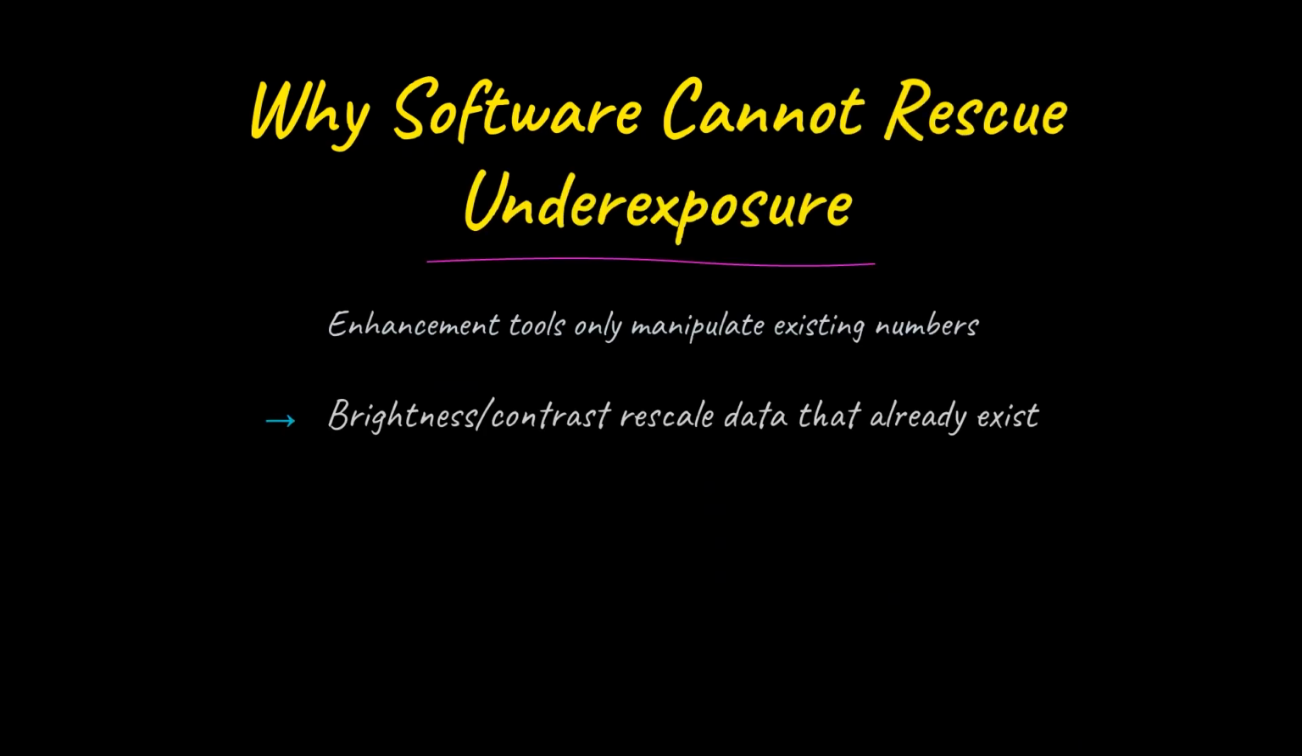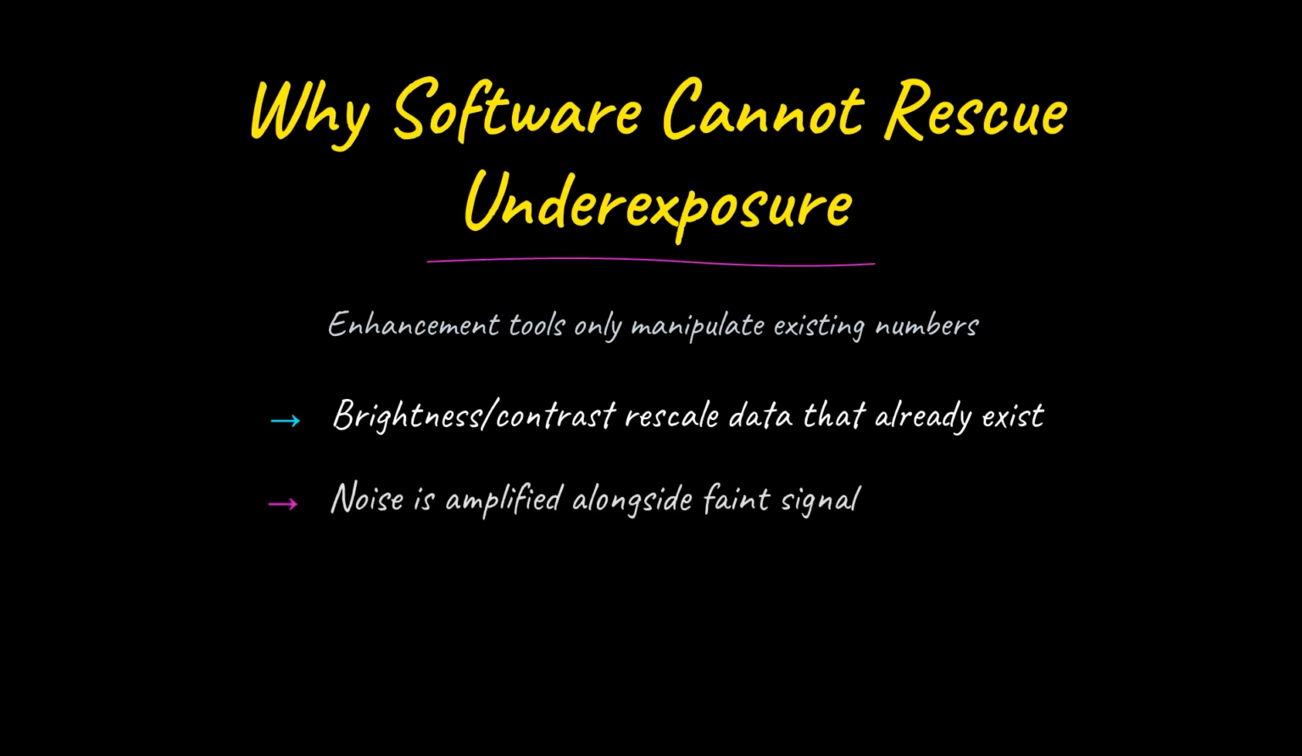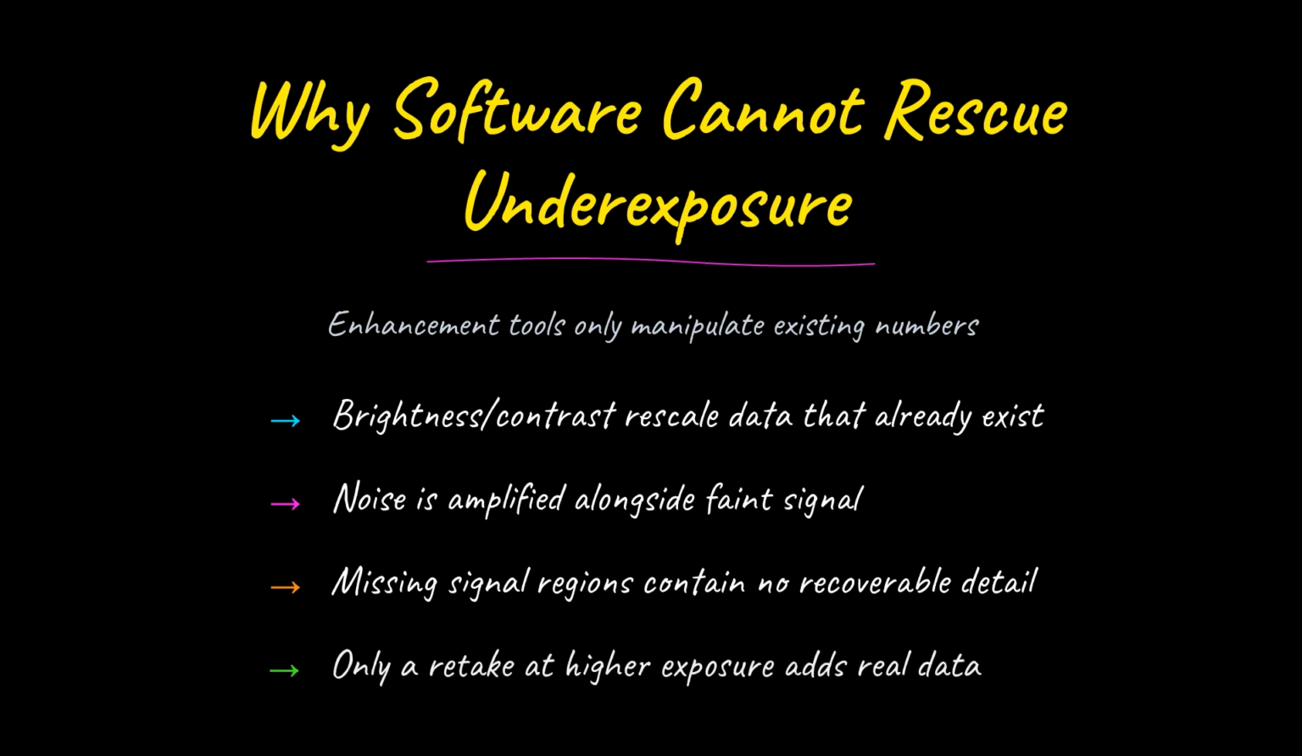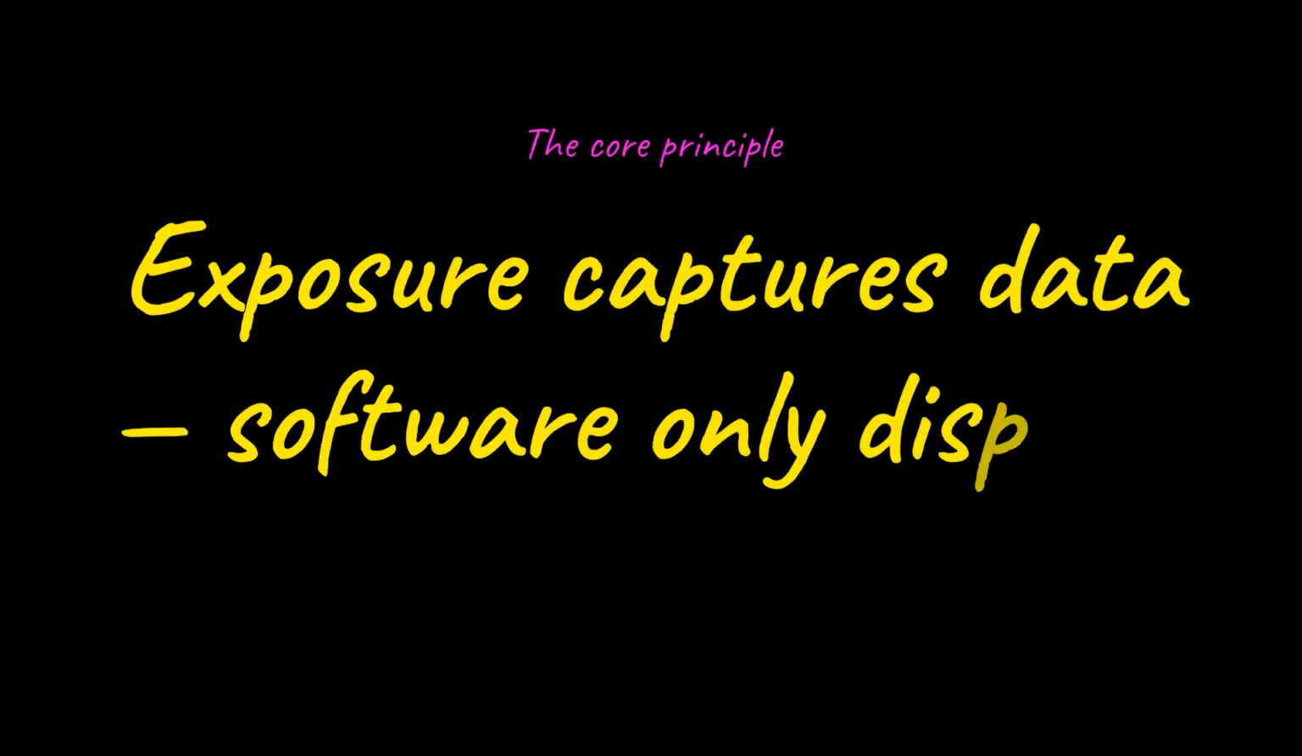Enhancement tools do impressive work on well-exposed images that need tonal adjustment, but they cannot rescue a starved image. Brightness and contrast merely rescale numbers that already exist. They amplify noise alongside faint signal and cannot invent counts for regions where almost nothing was recorded. The correct remedy is always a retake at higher exposure. Information must be captured before it can be shown, and only exposure captures it. When a stem describes a grossly underexposed image with missing detail that cannot be salvaged by software, the answer is more exposure through a retake, never a slider.